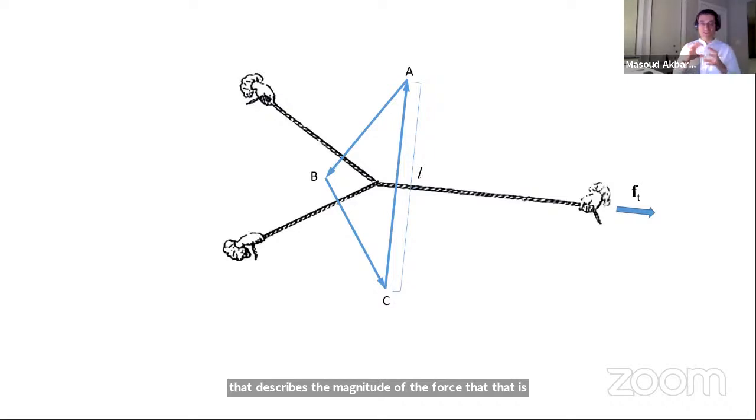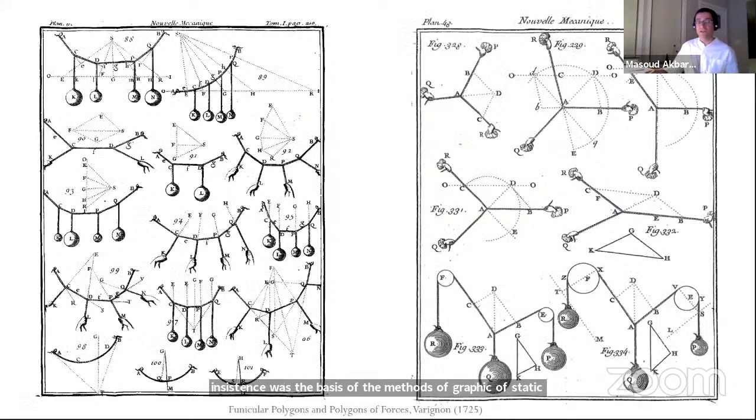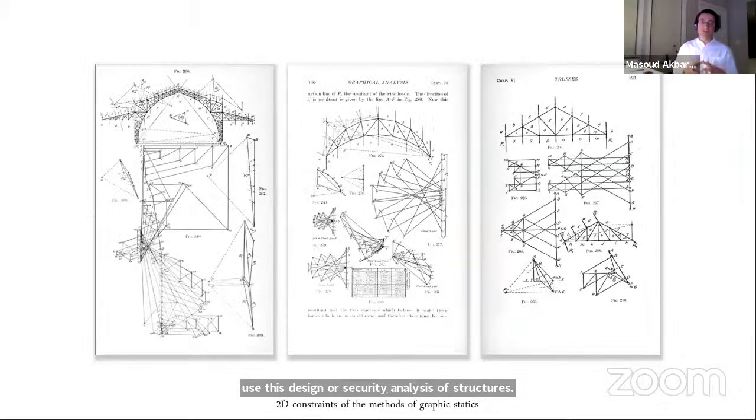So besides using topological relationships and graph drawing, you can find the performance of, for instance, a system using simple geometric diagrams. And this geometric representation of equilibrium in systems was the basis of the methods of graphic statics that many of you have heard of and possibly used in the design or analysis of structures. So there are many, many examples, but why is this important?